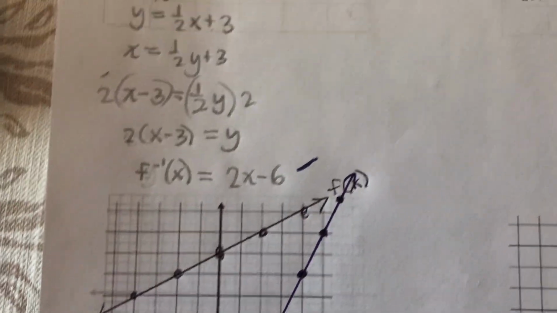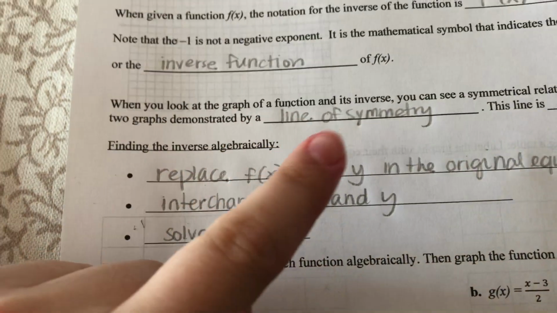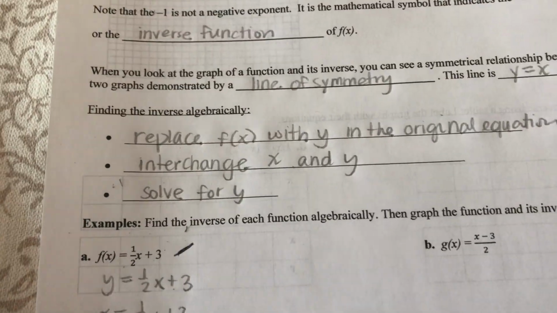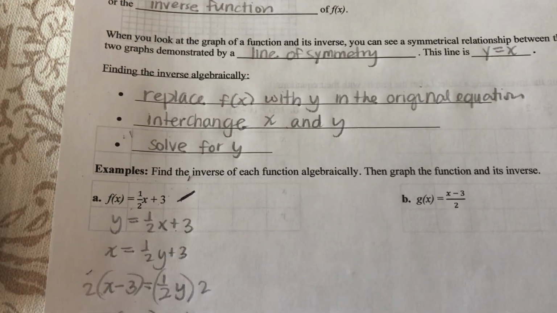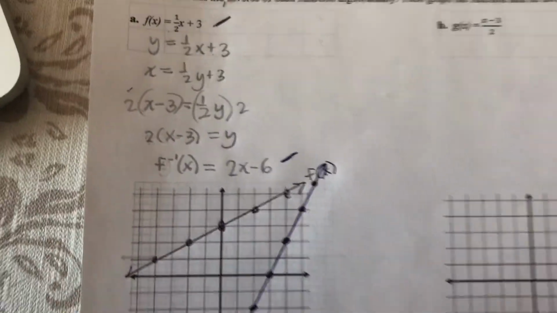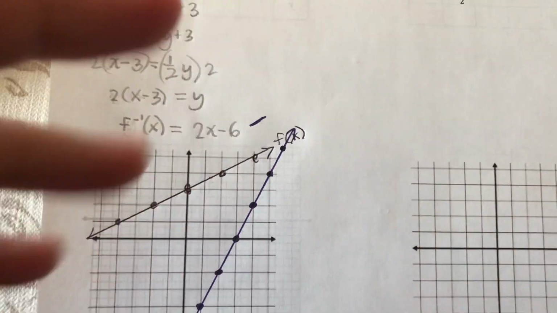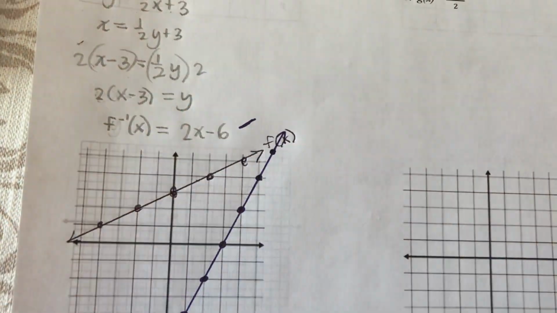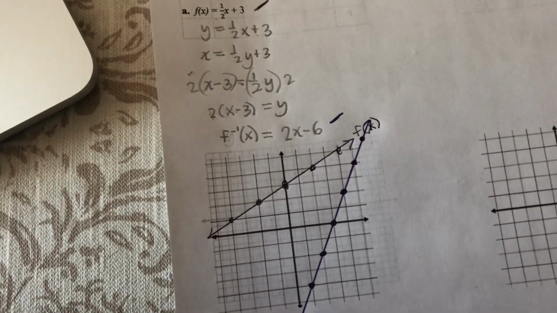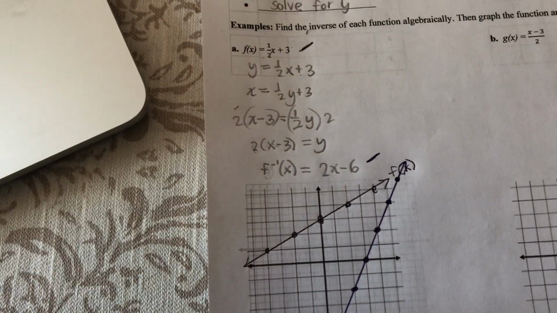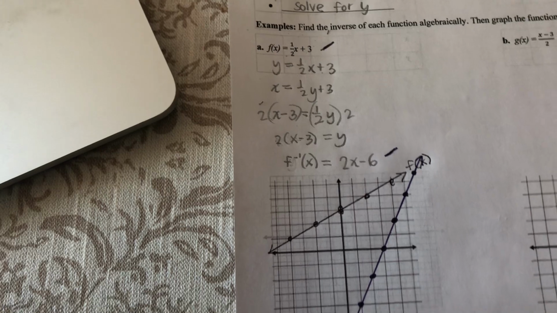So basically the graphical relationship was, when you look at the graph of the function and its inverse, you can see a symmetrical relationship between the two graphs demonstrated by a line of symmetry. This line is y equals x. So anytime you graph a function and its inverse, they'll be symmetrical to each other about the line y equals x. I'm going to graph the line y equals x. You are not required to do this. I'm just showing you for this example. I'm going to graph it in pencil.